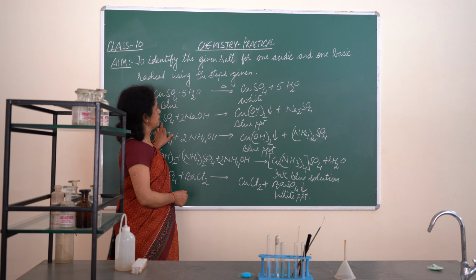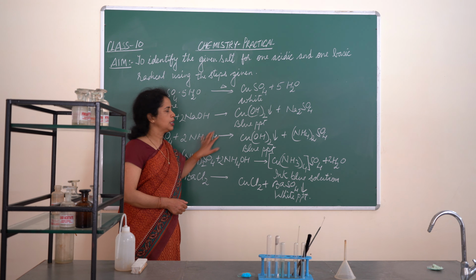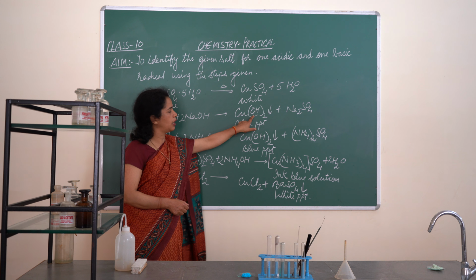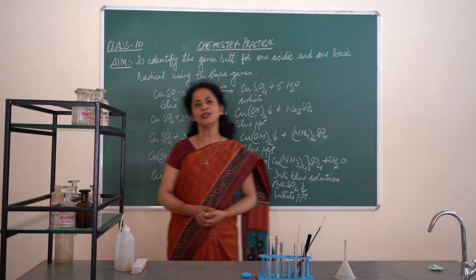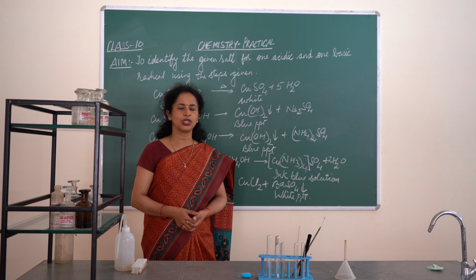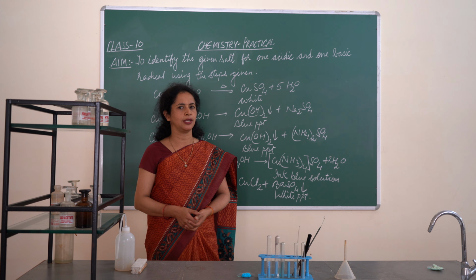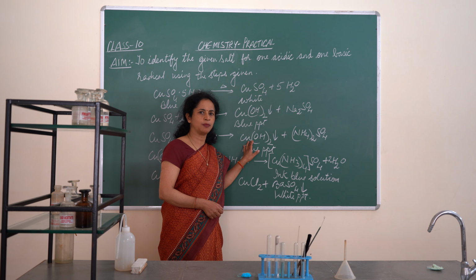Copper ions, when they react with sodium hydroxide or ammonium hydroxide, give a blue precipitate due to the formation of copper hydroxide. As you know, all hydroxides are insoluble except sodium hydroxide, potassium hydroxide and ammonium hydroxide. So copper hydroxide is also insoluble, which is obtained in the form of a precipitate.